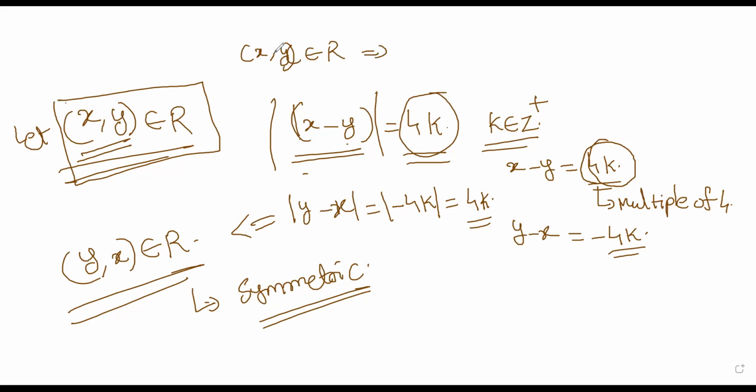It's very easy. (x, x) belongs to R. The doublets: if I take x minus x, it is 0. 0 is a multiple of 4. So job done. For any k belongs to Z, 4 into 0 is 0. So all the doublets will belong to R. So that is reflexive.